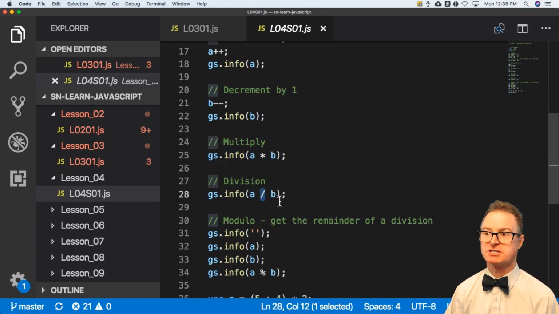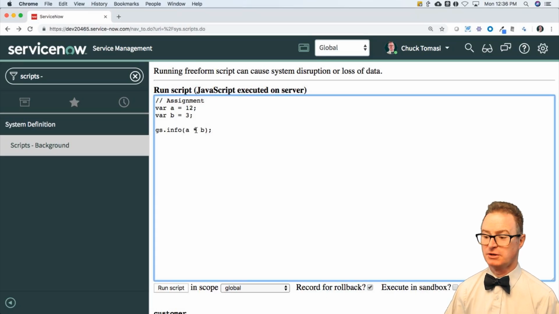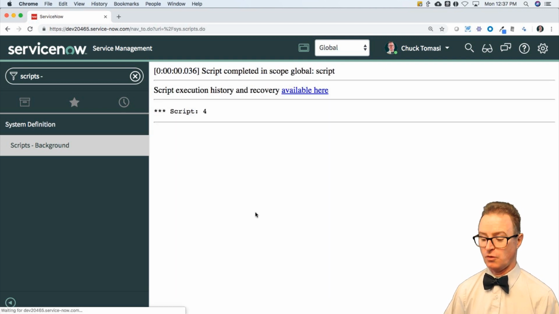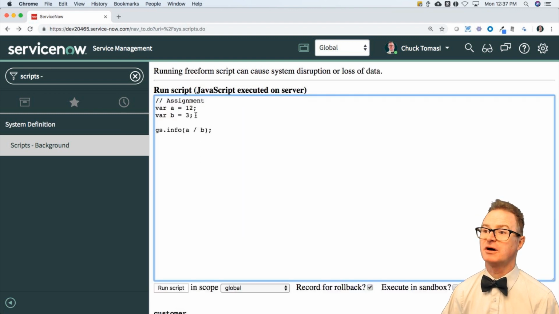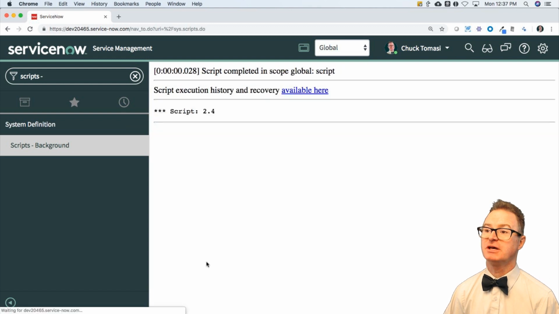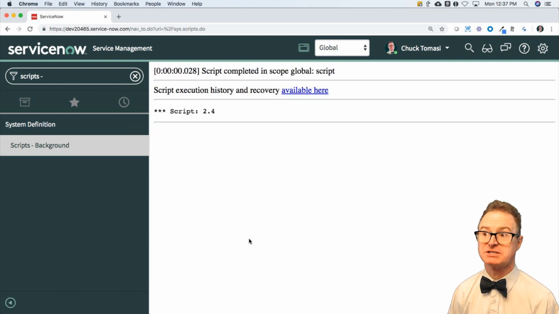Division is a slash operator. This is very similar to other languages where 12 divided by 3 is 4. If I had some other number where there was a fractional part, say 12 divided by 5, it will print out the fractional part as a decimal.